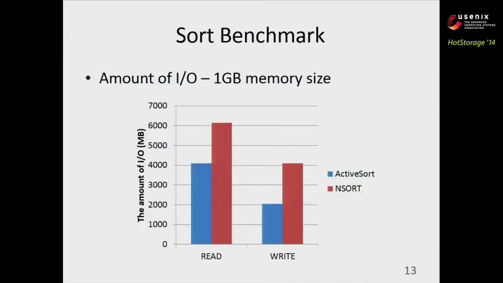This graph shows the amount of I/O when the memory size is 1 GB. You can see that because active sort can reduce the amount of I/O by on-the-fly data merge, active sort requires a smaller amount of I/O than nsort.